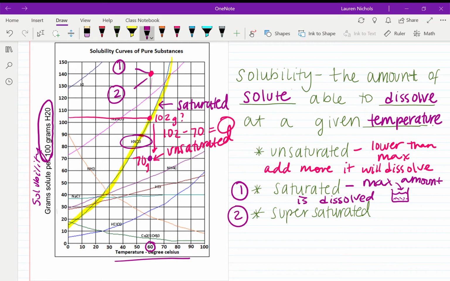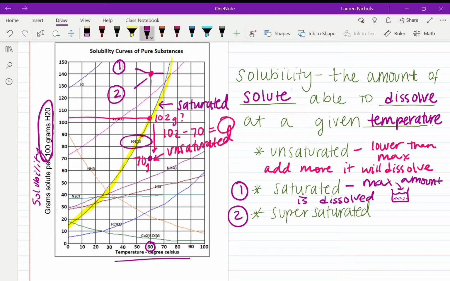However, option 2 is potentially making a supersaturated solution. The way to make a supersaturated solution is, we see that at 60 degrees, 140 grams is not able to dissolve.